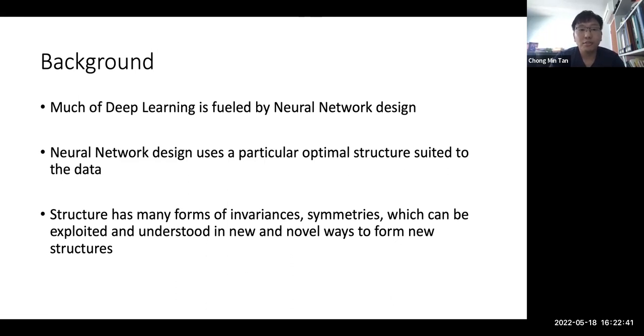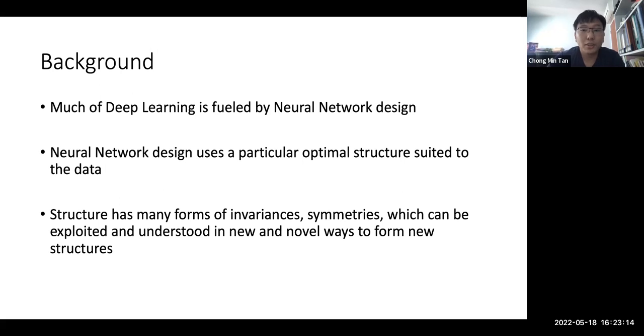So there are a lot of innate invariances and symmetries present in these networks that help the network learn faster and learn better. And if we can distill out all the symmetries and invariances, we can create new network structures that can be used for new domains, or rather improve on existing domains, as in input domains, by exploiting certain invariances that are suited for that domain.